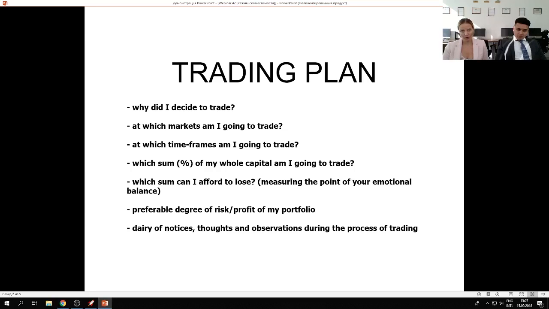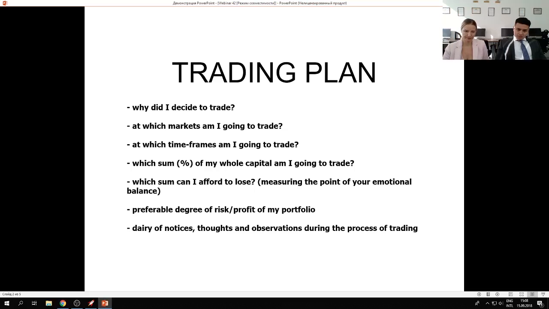And it also depends on which market you are going to trade on. The time frame depends on which market you are going to trade on. For example, in cryptocurrencies, you can open and close a transaction within 1 hour, and with some other assets it will be longer, for example.